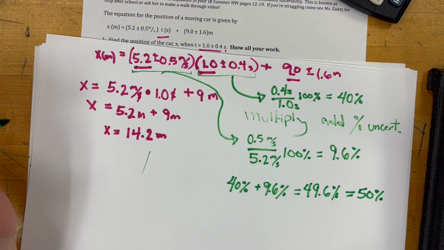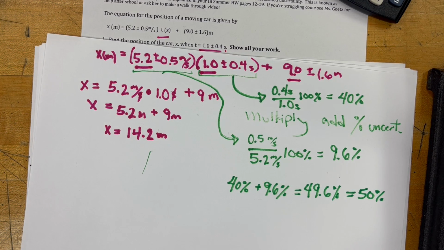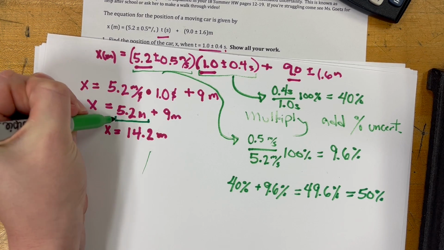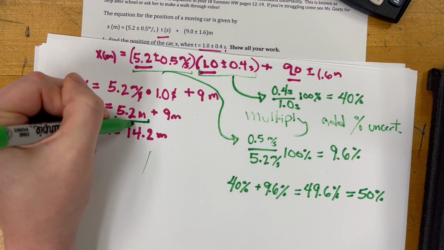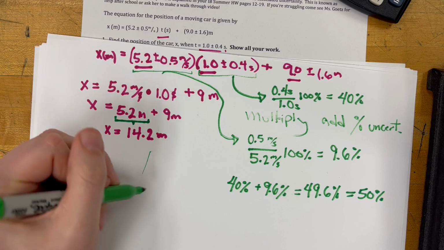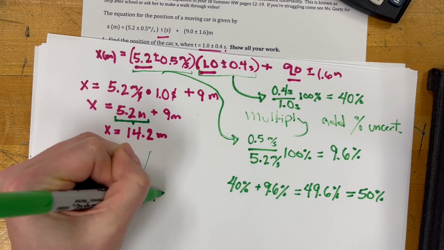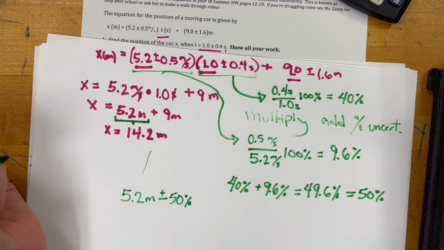Very large amount of uncertainty. So that's the uncertainty on these two numbers multiplied together. And that means that that's the uncertainty on this value right here. So for this value, I can say that we have 5.2 meters plus or minus 50%. So it could be 50% larger or 50% smaller.